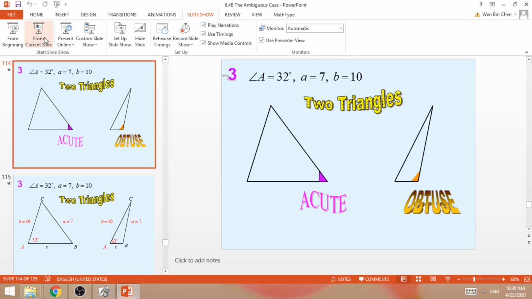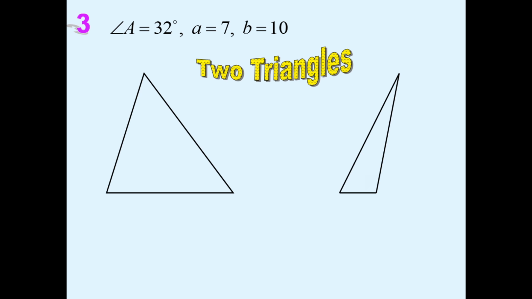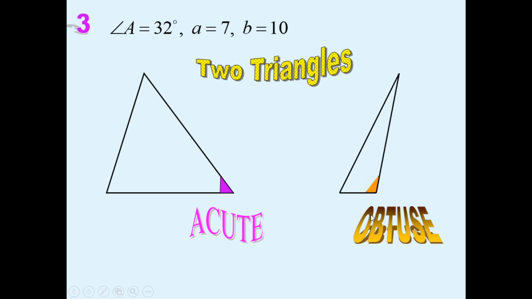So if you try to run through the ambiguous case test right here, so let's say we do have angle A, 32 degrees, A is 7, and B is 10. If you try to do the ambiguous case test, you'll see that the height is actually less than segment A. So A is the shortest leg of this triangle. Anytime that you deal with this, that means two triangles are being formed. One is acute, the other one is obtuse.